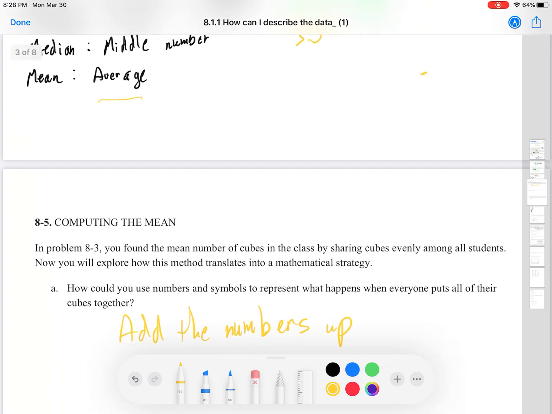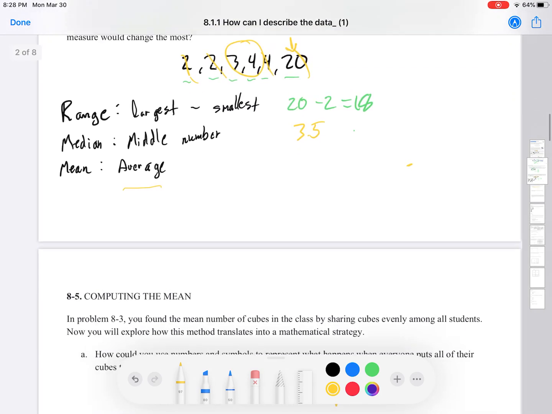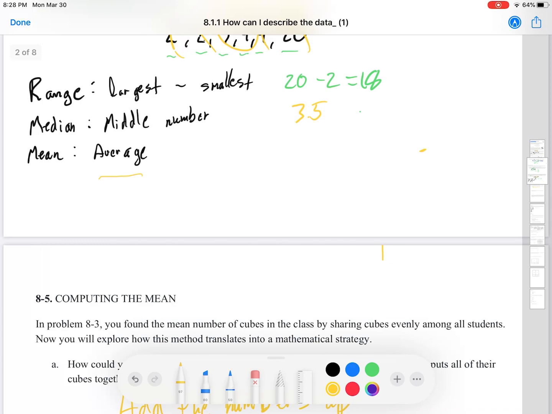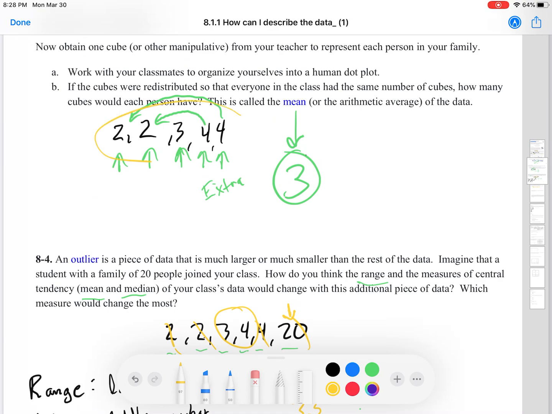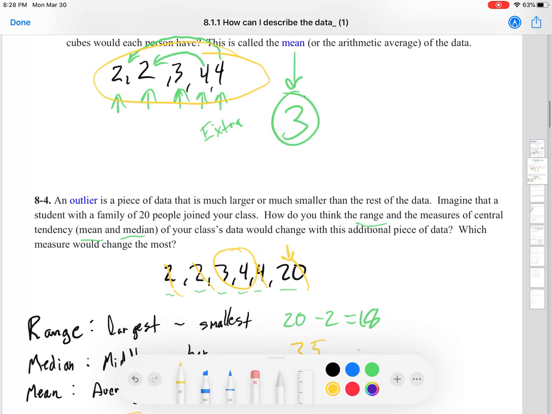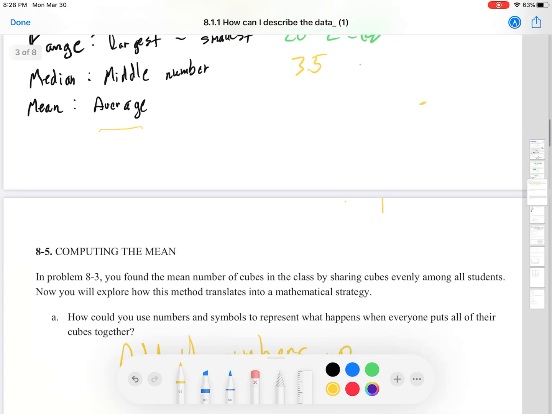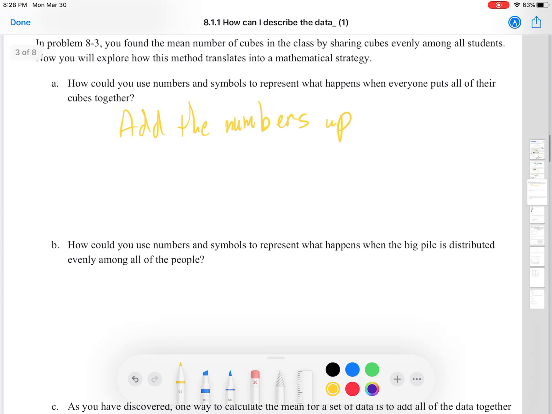So let's do that for, no, I think we need to do this, if I remember correctly. They want us to do it for 8-3, so we're going to do it with this one right here, okay? So 2, 2, 3, 4, 4. We are not doing it with the 20. All right, so let's do that actually.